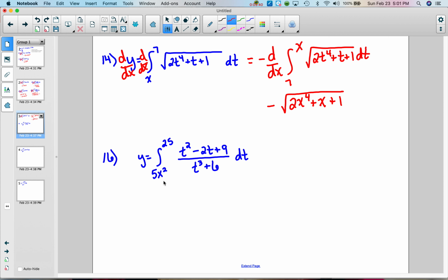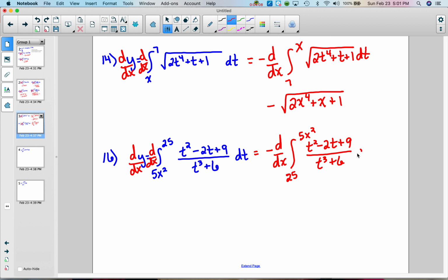Next problem. Okay, so on this one, the constant's in the upper limit. So I am taking dy/dx, so I'm taking the derivative of an integral, but I'm going to have to switch this. So I can have the 25 as the lower limit. Okay, so I have that set up, and they match, except it's not just an x.